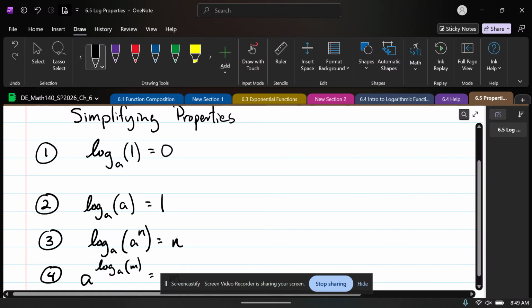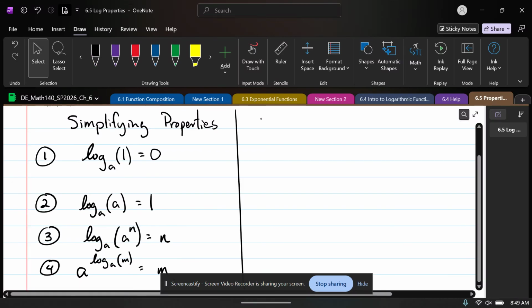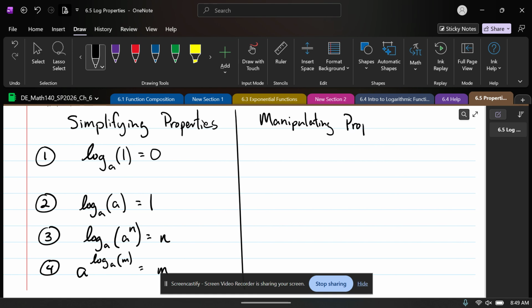Now, the next ones are what I call the manipulating properties. Manipulating properties means you're making it look like something else, okay? So the first of those manipulating properties, and I'm just going to call this 5, is when you have a logarithm, it doesn't matter what base. I'm using base A here.